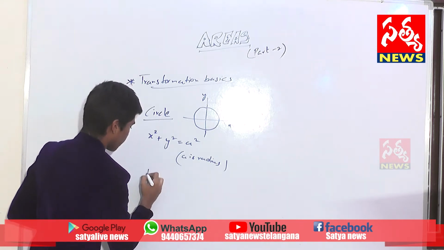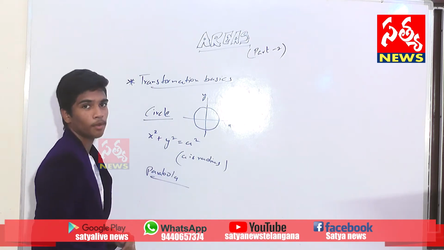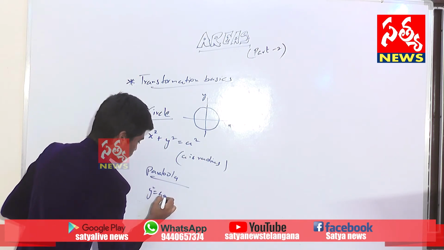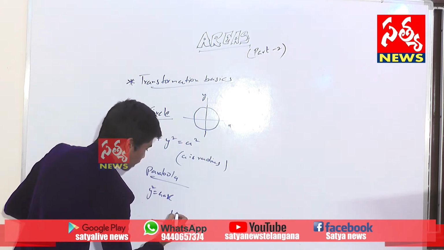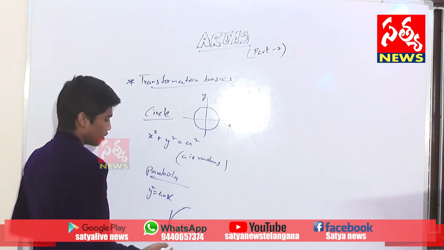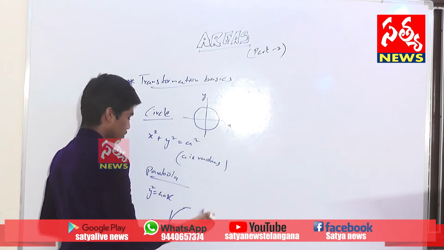Next is parabola. There are four types of parabola. First one is y square equals to 4ax, where the parabola looks like this. And there is a symmetry about x axis.